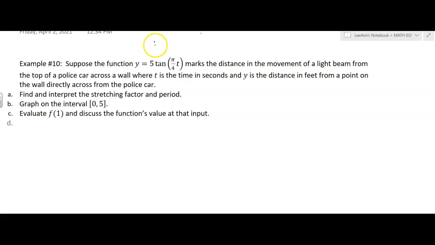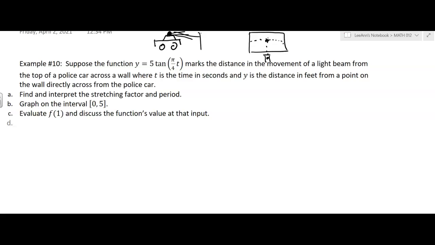So you have this police car, something like that, and on top is this light coming off, right? And it's hitting some wall, okay? So something like that. But on the wall, there's a spot right across from the police car. So here's the police car with the light coming off. And then that light is moving. The beam of light is moving. I'm thinking that it's one of those lights that goes around, right? Like that, okay? All right.